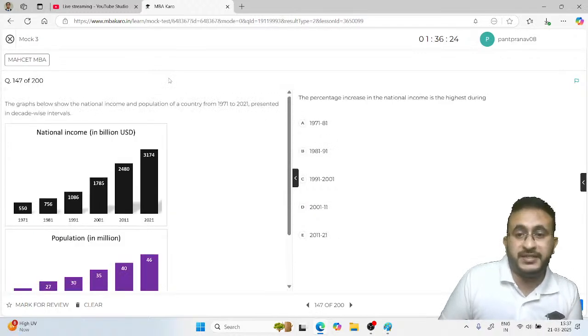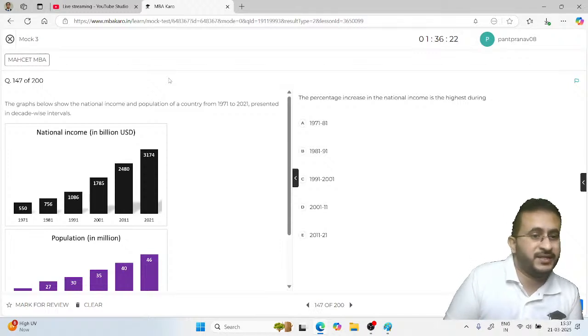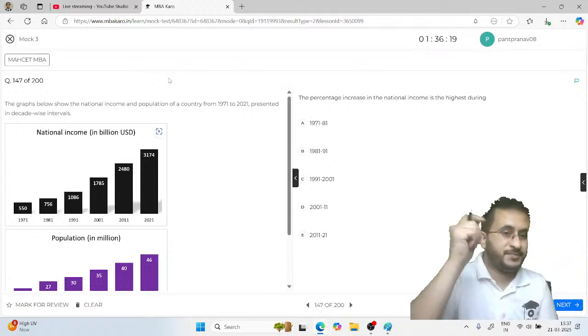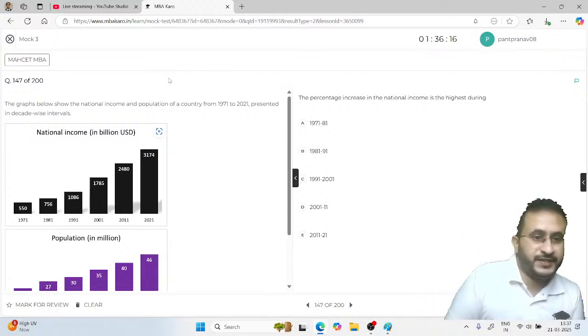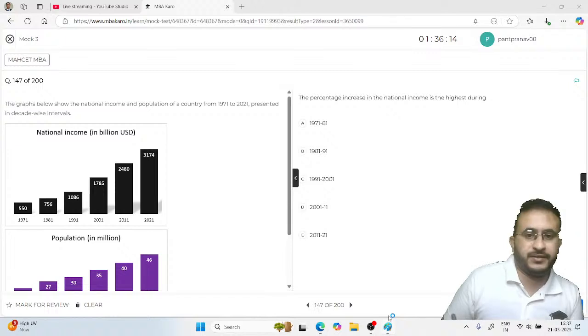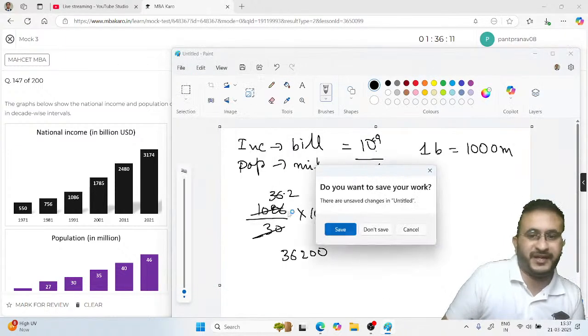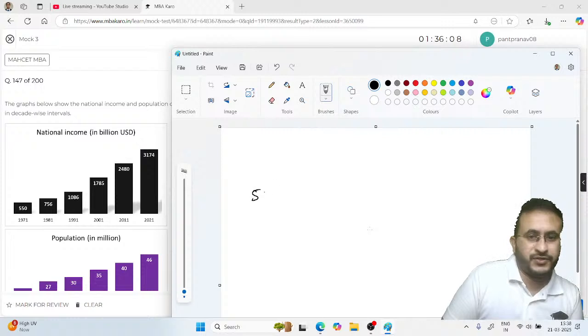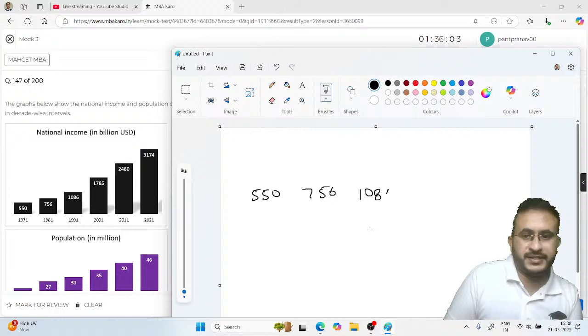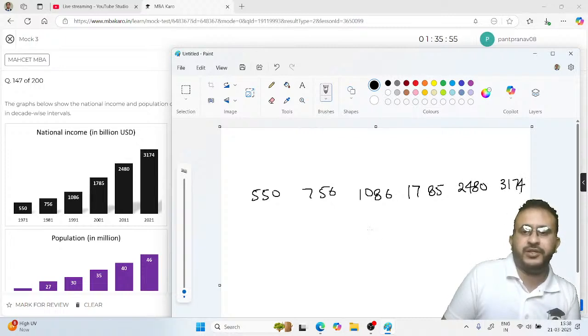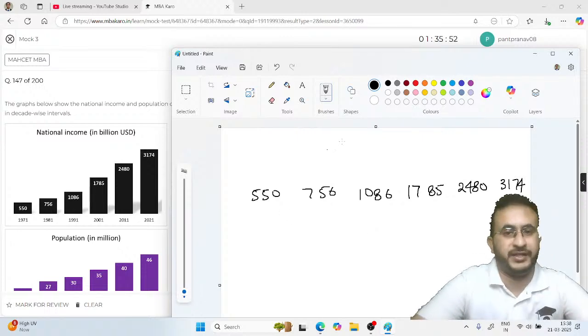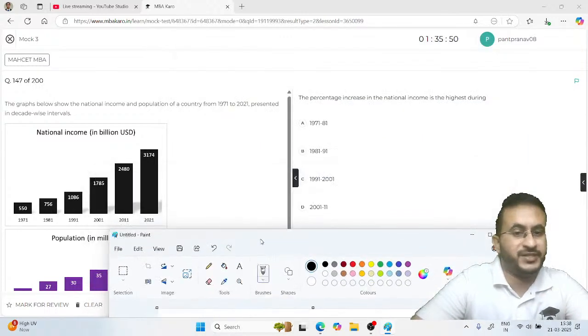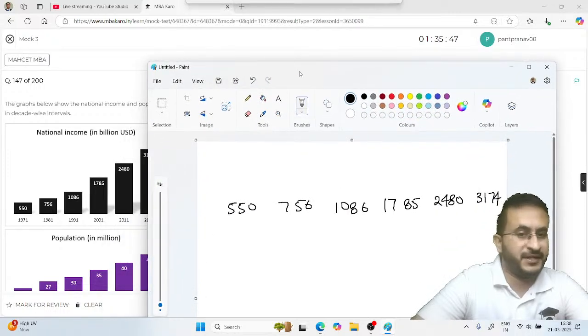The percentage increase in the national income is the highest during. So national income is this. ठीक है, आपको percentage increase highest बताना है, right? Now if you see 550 to 750, like I cannot explain in the graph here, so I'll have to draw the values. So 550 is 756, 86, 785, 1785. This is 2480 and 3170. Now, we do not have to calculate the percentage increase. The mistake that people do is they calculate the percentage increase. ठीक है, हमें एक rough estimation रहता है.